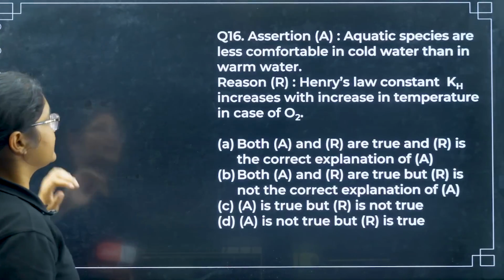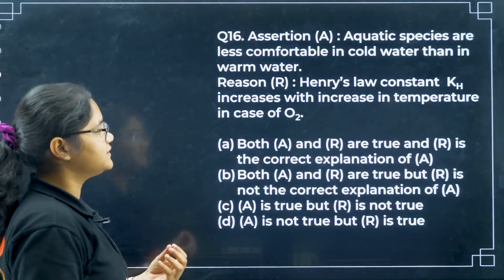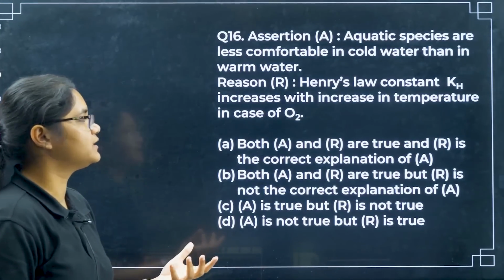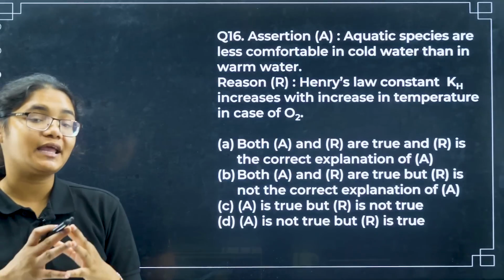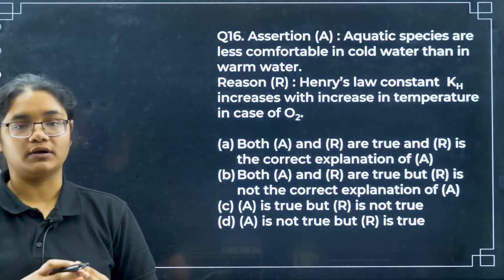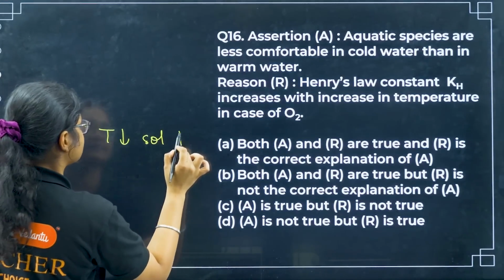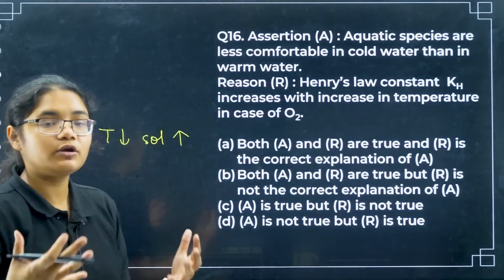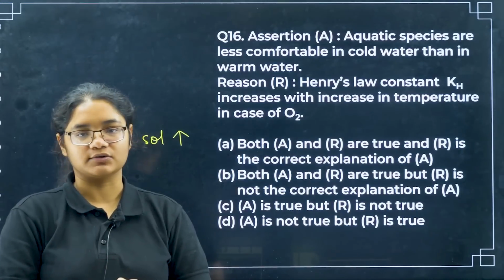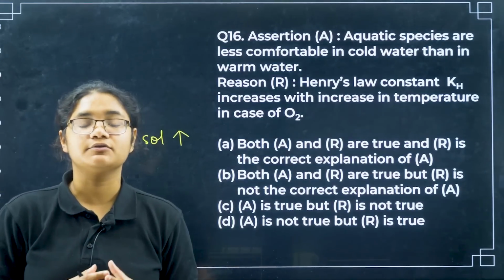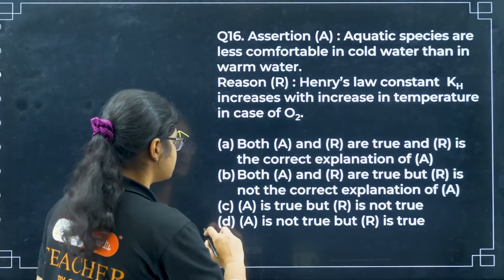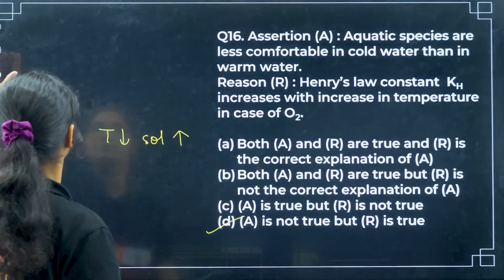Okay. Next, assertion reason. Aquatic species are less comfortable in cold water than in warm water? No. Aquatic animals are more comfortable in cold water. Why? Because when temperature is low, solubility of the gases will be more. So in cold water, more amount of oxygen is dissolved. So if more amount of oxygen will be dissolved, they will be more comfortable. So assertion is not true. So that is why option number D.